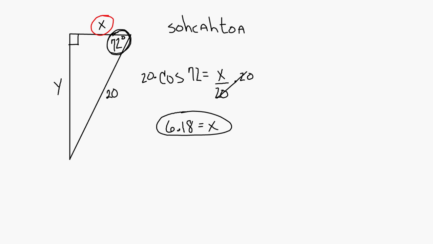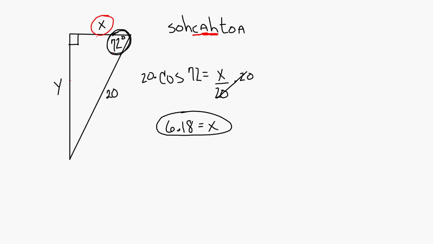So, which side is the x on in relation to the 72-degree angle? Is it on the side opposite? Is it on the adjacent side, or is it on the hypotenuse? Adjacent. It's on the adjacent side. And what other side is given? The hypotenuse. So which ratio deals with adjacent and hypotenuse? Cosine. So the side you're solving for and the side that's given determines which ratio you're going to use.